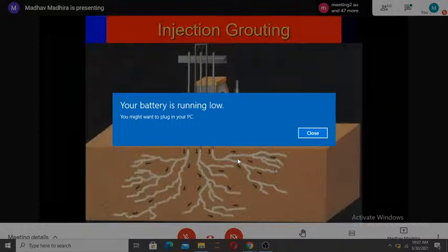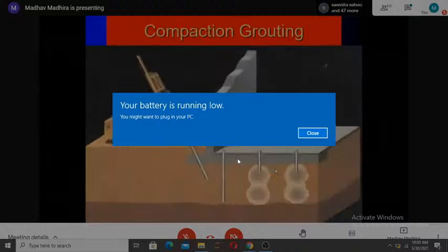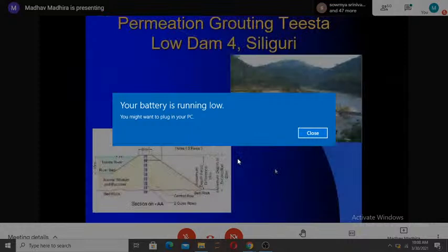This is how injection grouting looks. You inject the cement, it goes into the void spaces, it becomes very dense. Compaction grouting we do to correct differential settlement, etc. Cement mortar is injected, it displaces and compacts the loose soil. Permeation grouting is where you have fine-grained soil, you inject chemicals and they go into the voids and densify. A typical example is the Eastern Dam 4, where they had to do it for their underground powerhouse.